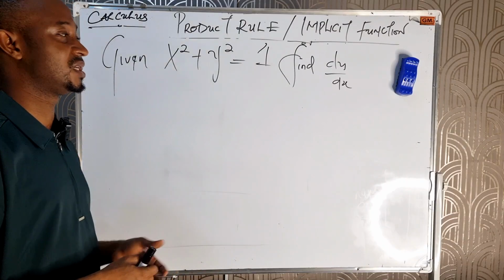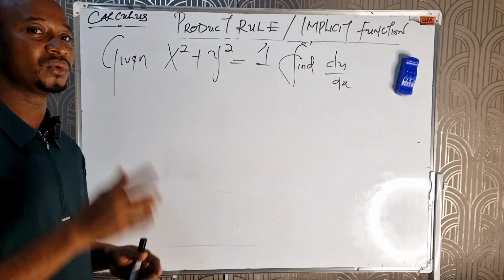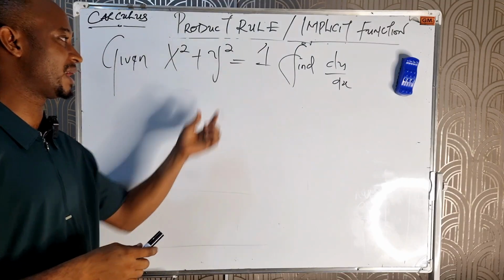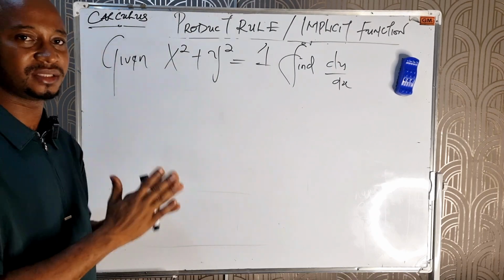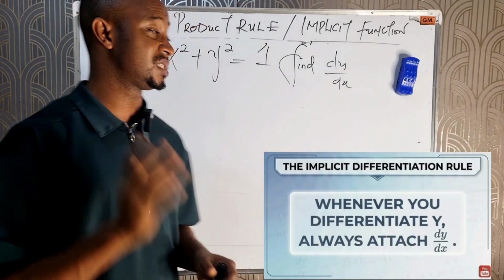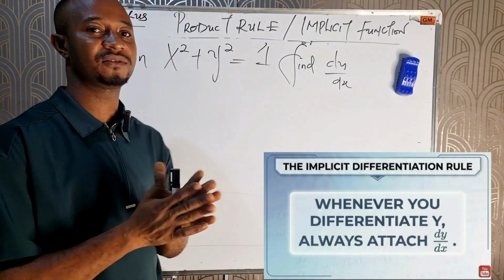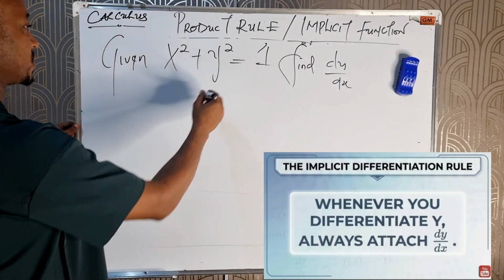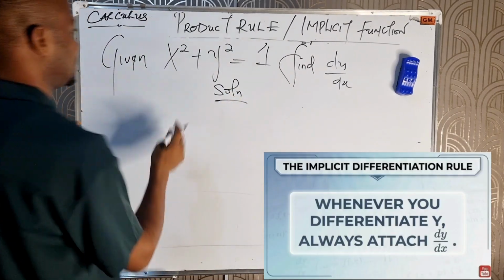But how do we differentiate an implicit function? To differentiate using implicit differentiation, anytime you differentiate y, you always add dy/dx. I repeat again, in implicit differentiation, anytime we differentiate y, we have to add dy/dx to it. Only y. So let's look at this. The solution is that we differentiate.